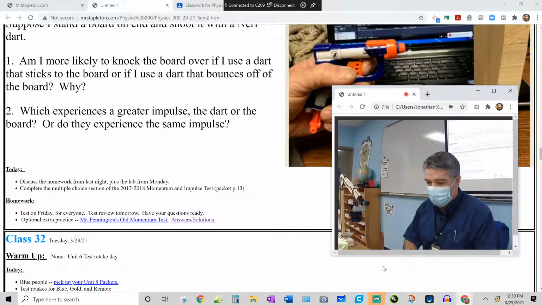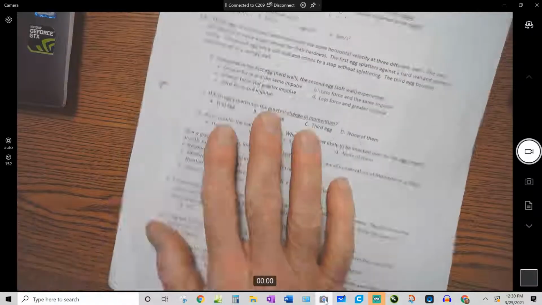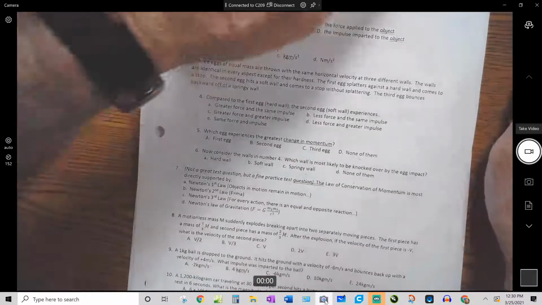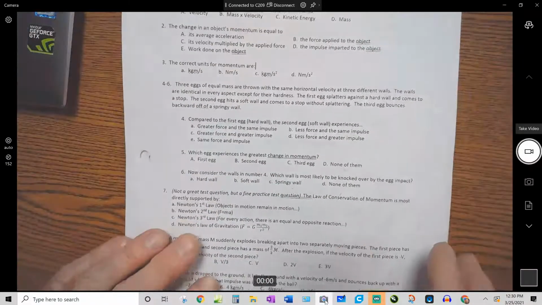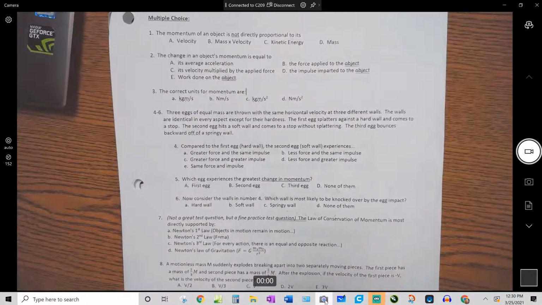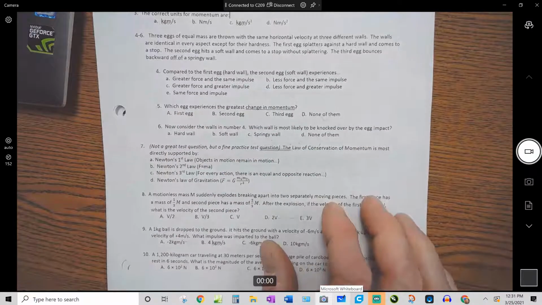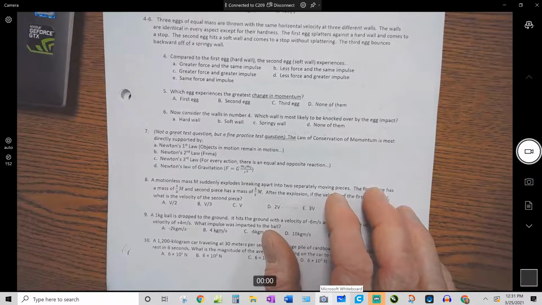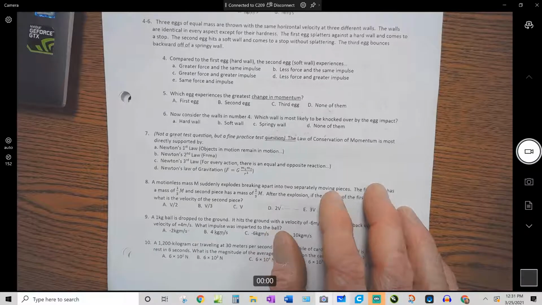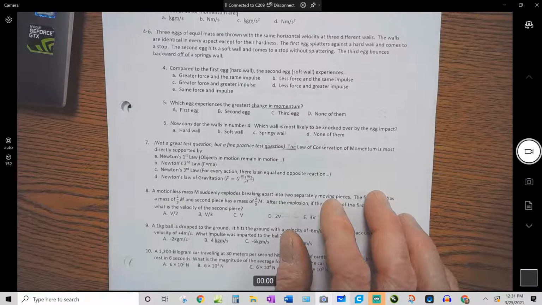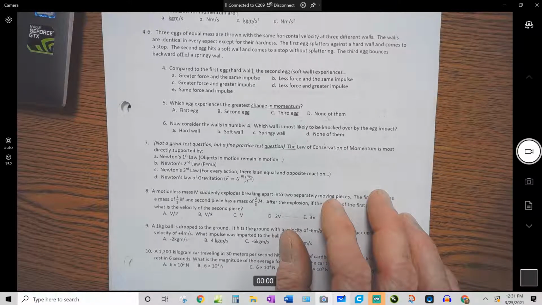So these were the multiple choices. Anybody have any questions about any of these? Or if some of you decided to do Mr. Pennington's old test and have any questions about that, I could talk about that too. For number 6, it's... This one? Yeah, it's asking for the walls in number 4, but the answer is springy wall, but isn't the walls in number 4 the hard and the soft wall? I'm confused with that.